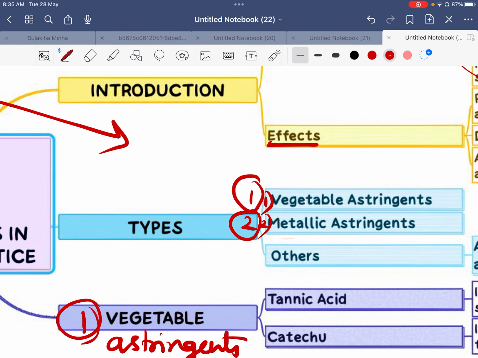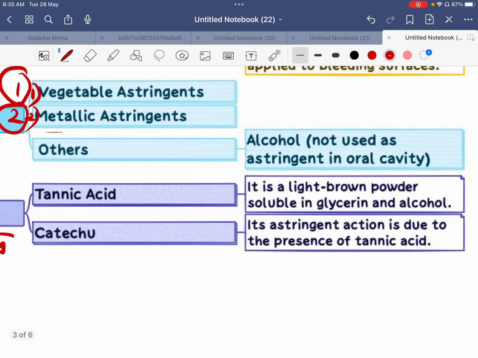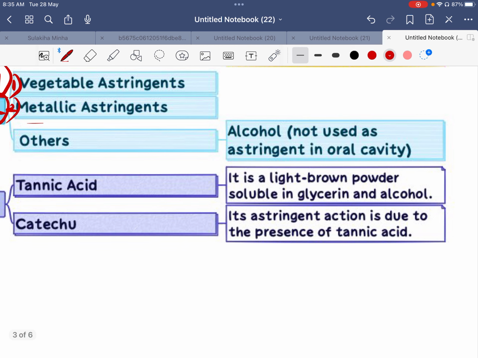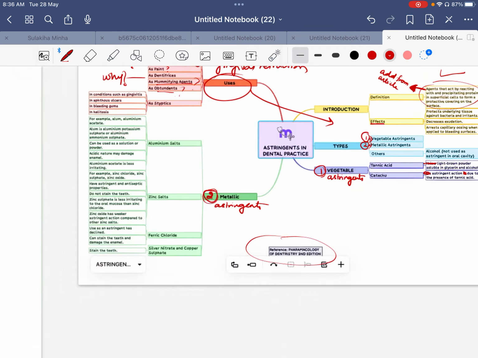Then, vegetable astringent, metallic astringent, yes. Tannic acid: you don't have to write that it is a light brown powder soluble in glycerin, or that its astringent action is due to the presence of something. You don't have to write that. You can just write astringent action due to the presence of tannic acid.